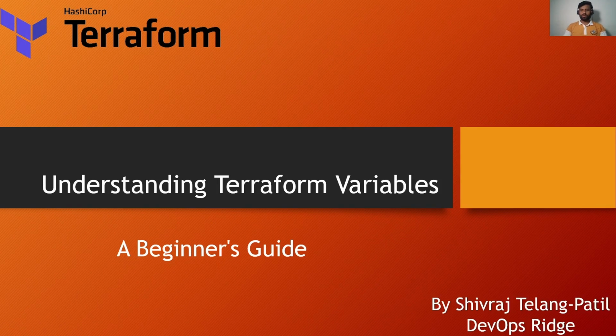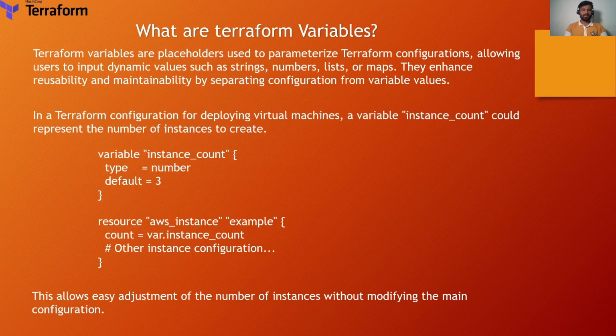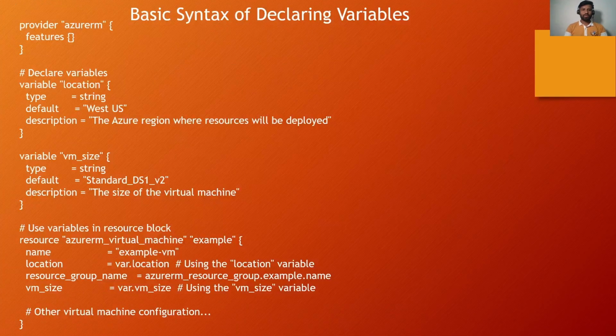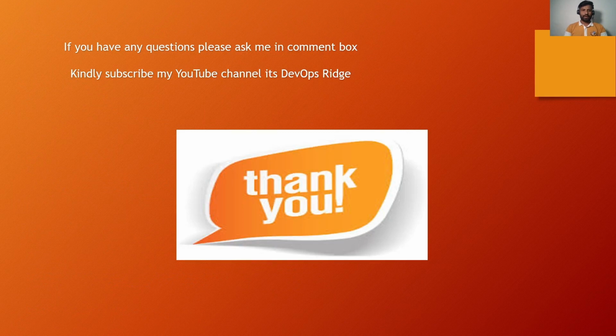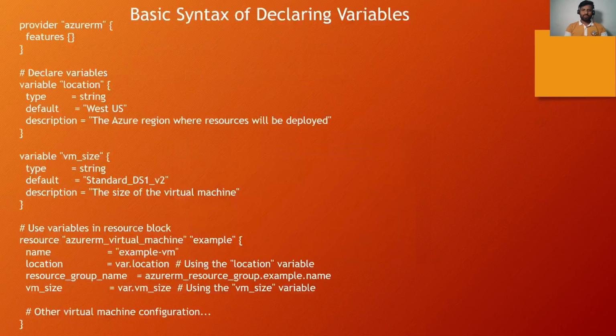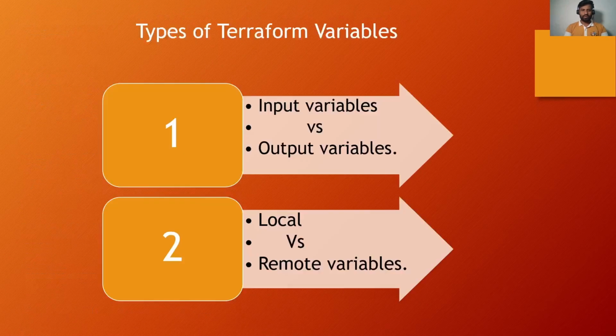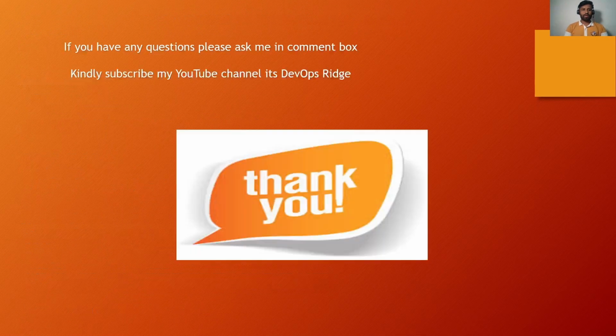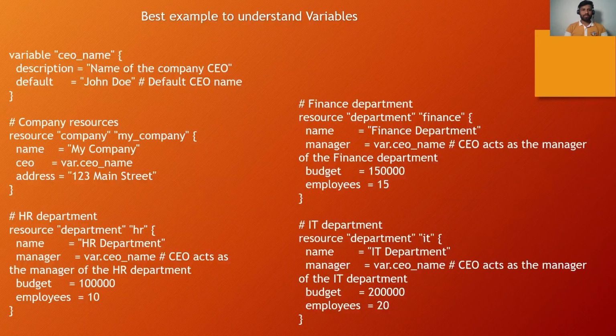So let's go. We had seen last time in the last video till here, right? We had seen the basic syntax of declaring variables also. But we had not seen how we can understand them. The best example to understand variables, Terraform variables, how can we understand? That's why I have given one example here.